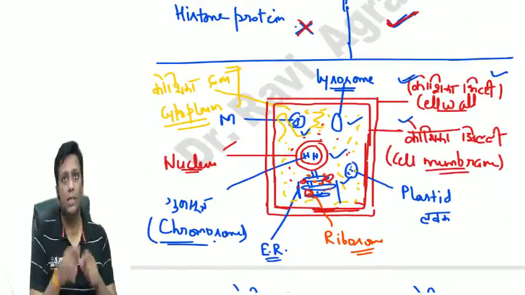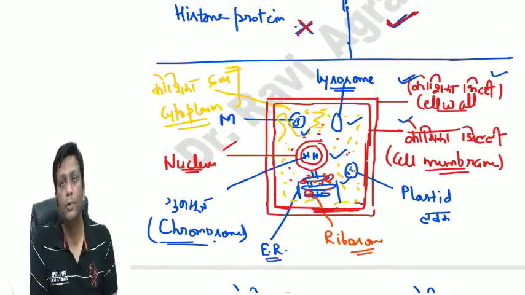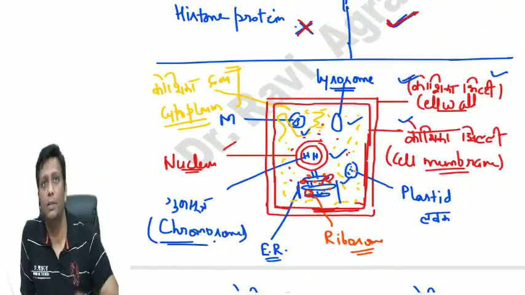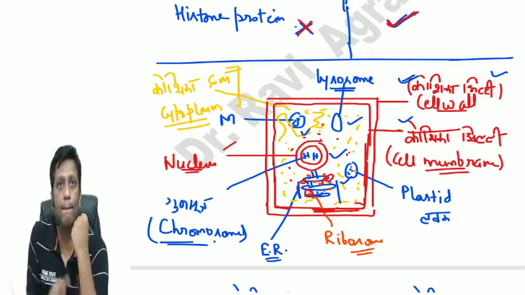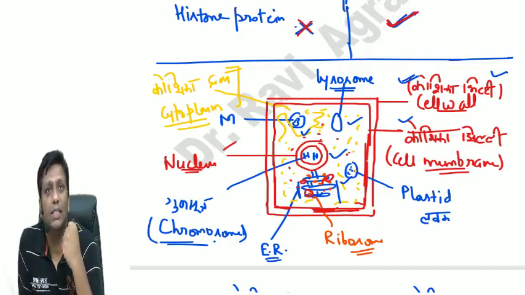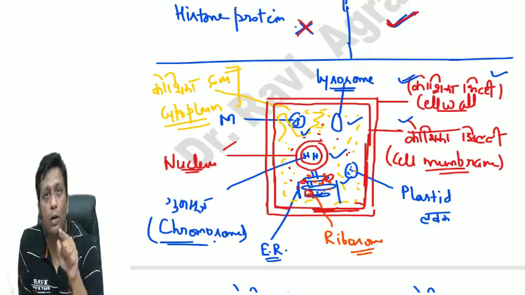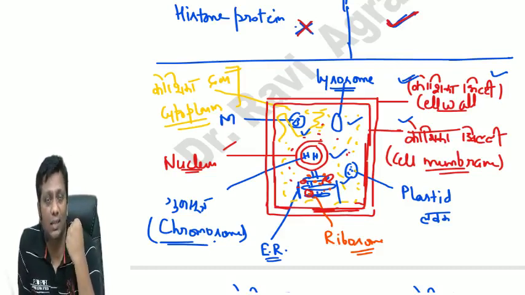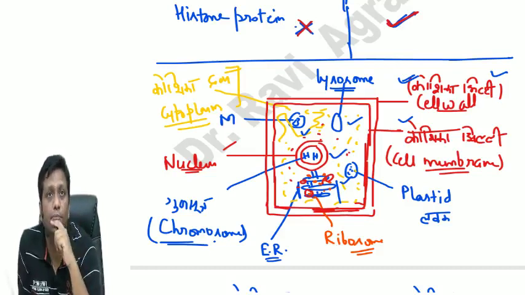Now see a single cell structure. First of all, you tell me, guys, this is my skin. I have a question. Is this skin a cell, a tissue, or an organ? Give me the answer.